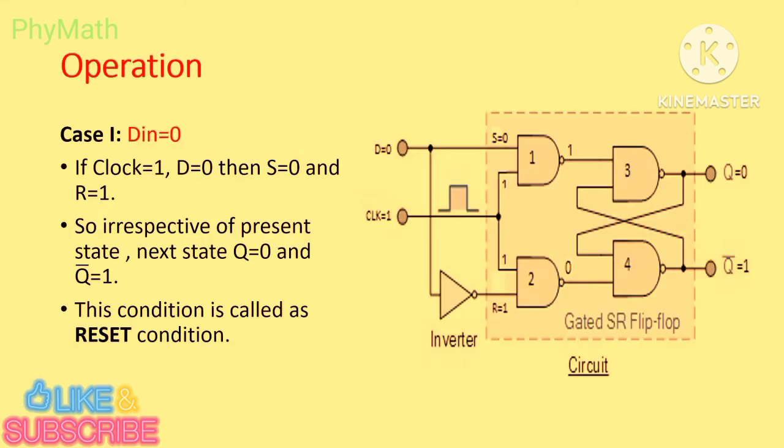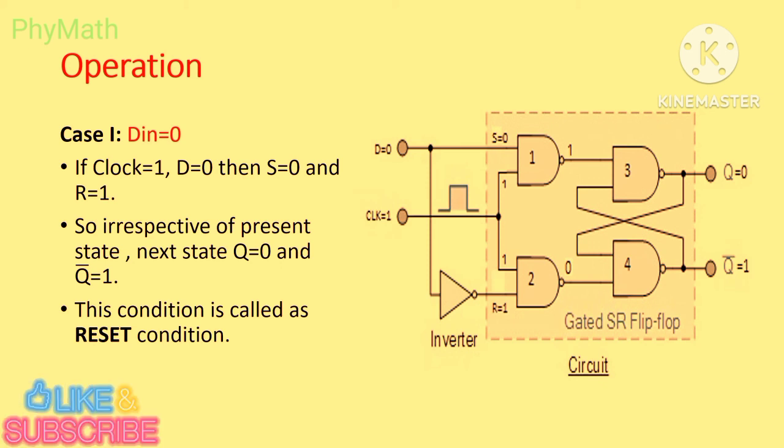Now let's check the condition D in equals 0. When D in equals 0 and clock equals 1, then our S equals 0 and R equals 1. Now why R equals 1? It is due to the inverter.